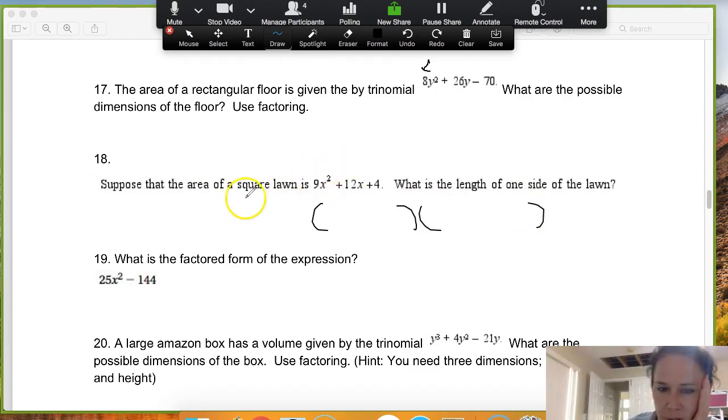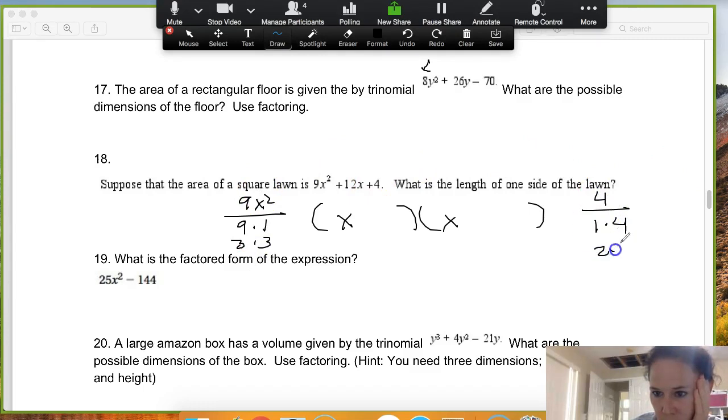The factors of 9x squared here would be, I know it's going to be x and x. So I'm going to go with the factors of 9. I could go 9 and 1 or 3 and 3. The factors of 4 I write over here. I could go 1 and 4 or 2 and 2. So I want to figure out what's going to go here. Well, I'm just going to guess. Let's try 3 and 3. And then for this, should we try 4 and 1 first or 2 and 2?